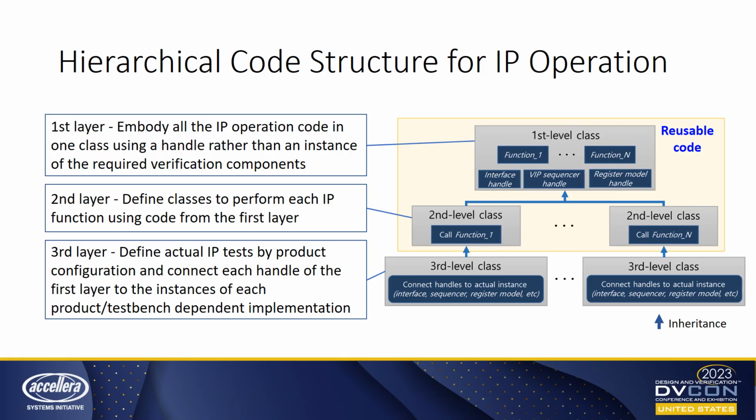This class inherits the second class, and it implements a code that connects each handle of the first layer to the actual instance of each product and test bench dependent implementation. Through this hierarchical code structure, we can minimize code change for each target product because we have product-dependent code only in the third layer. Thus, the first and second layer code could be reused without any modification.